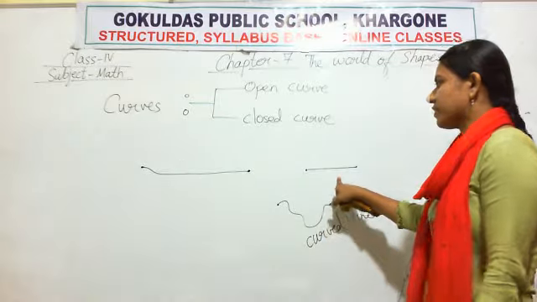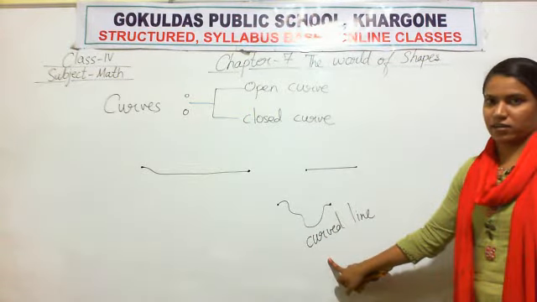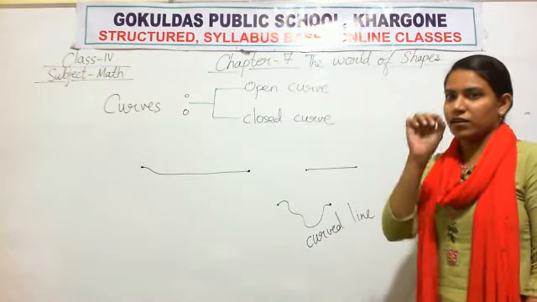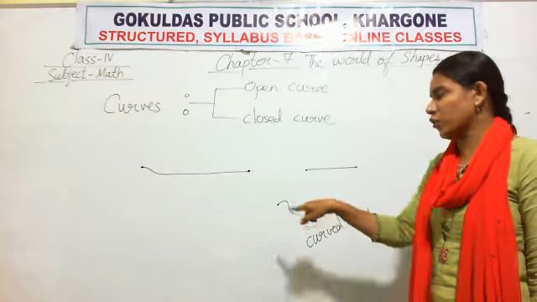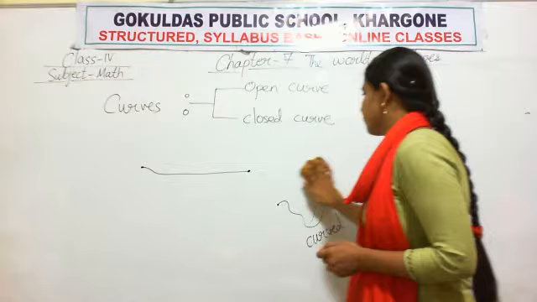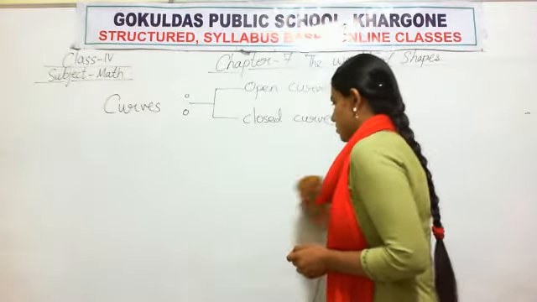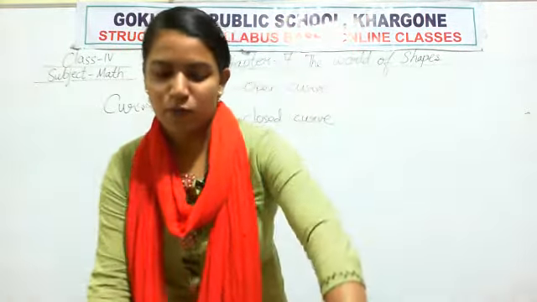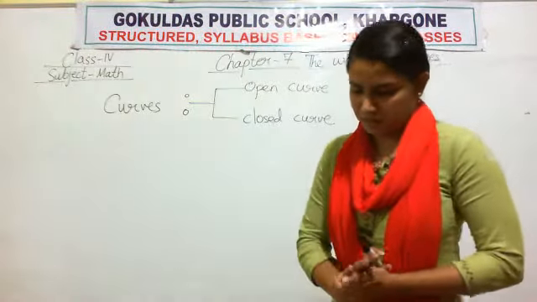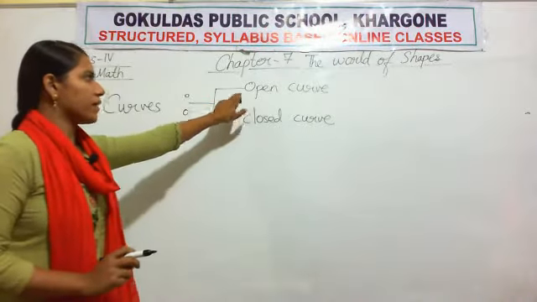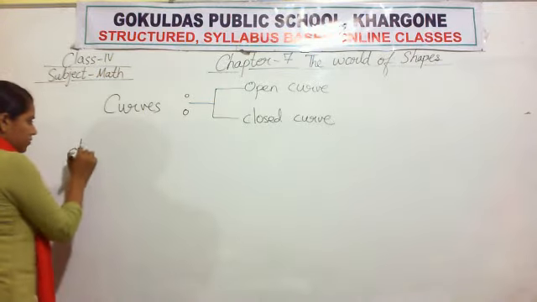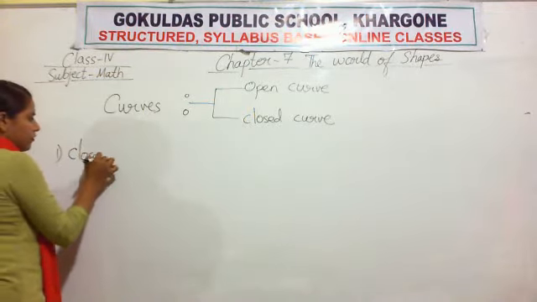So I hope you understand the difference between line and curved line. If you draw by free hand, it is a curved line. If there is a bend in your line, it is a curved line. If the line is straight, it is a line. So I hope you understand curve. A curve is not a straight line. Now there are 2 types of curve, open curve and closed curve. So let us discuss closed curve.